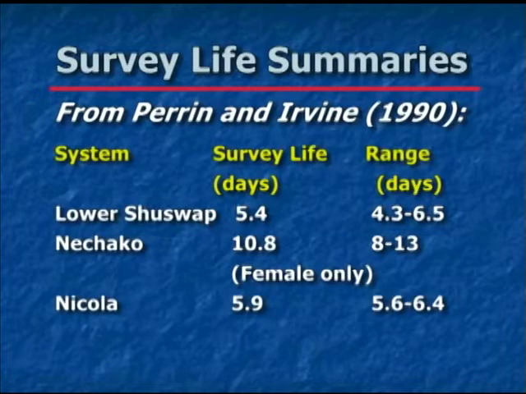And the Nicola with an average of just about 6 and a range between 5.6 and 6.4 days. So within a species, there can be quite a bit of variation, and even within rivers that are within the same region.